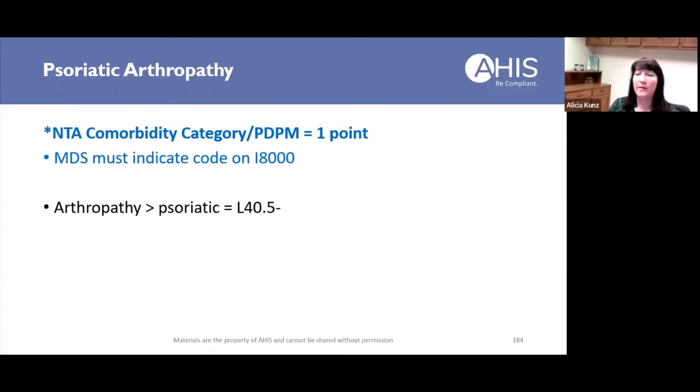And this one would have to be on section I8000 of your MDS, your 5-day. And remember that I8000 section is your other active diagnoses section. So anything that's an NTA comorbidity has to be on that section, and you want to make sure that you're sequencing that high so that it gets pulled over. And to look that up, you would start with the term arthropathy and then your sub-term psoriatic, and it gets you to category L40.